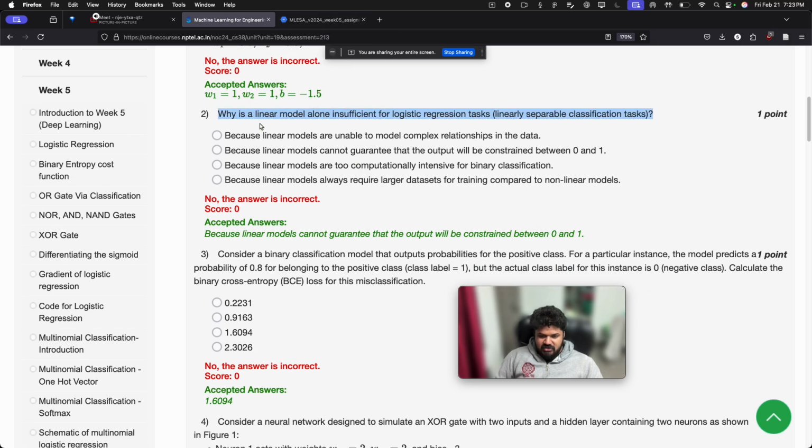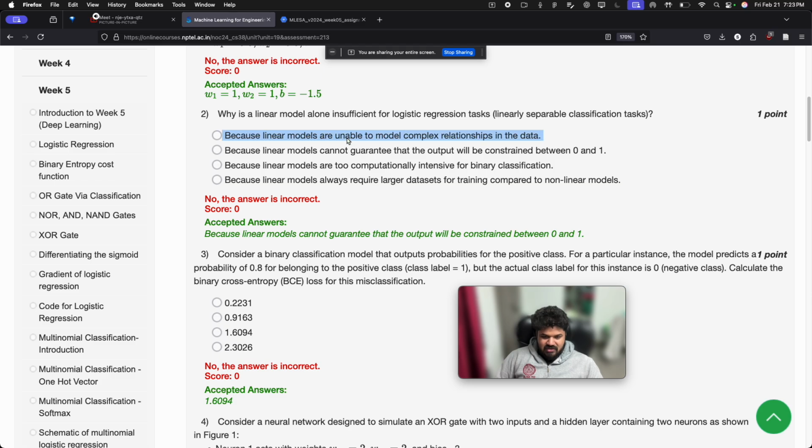Why is a linear model alone insufficient for logistic regression tasks and classification tasks? Okay. So we know that linear models predict values regressively. I mean, they can increase or decrease without bound. Their range is from minus infinity to plus infinity. But for logistic regression, we need probabilistic tasks. We need to convert to probability. So that's why we have to restrict the output between 0 and 1. Either it belongs to this class or not.